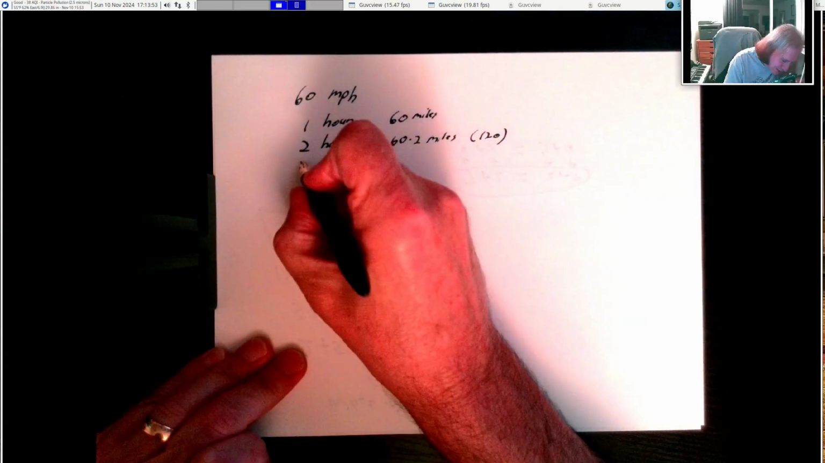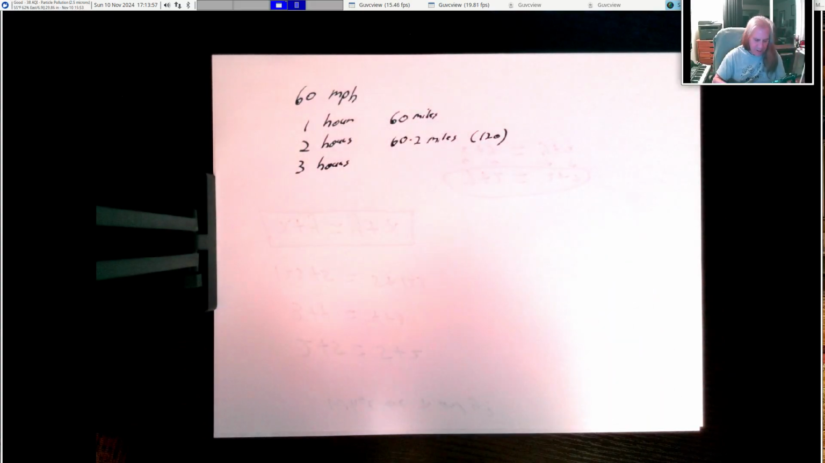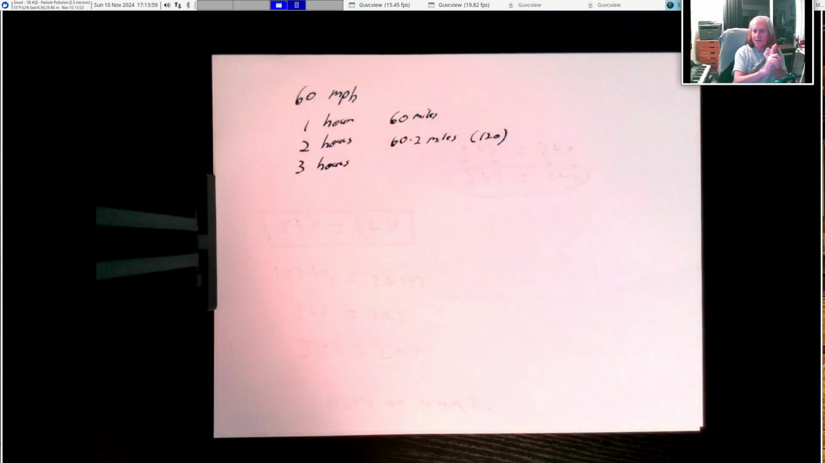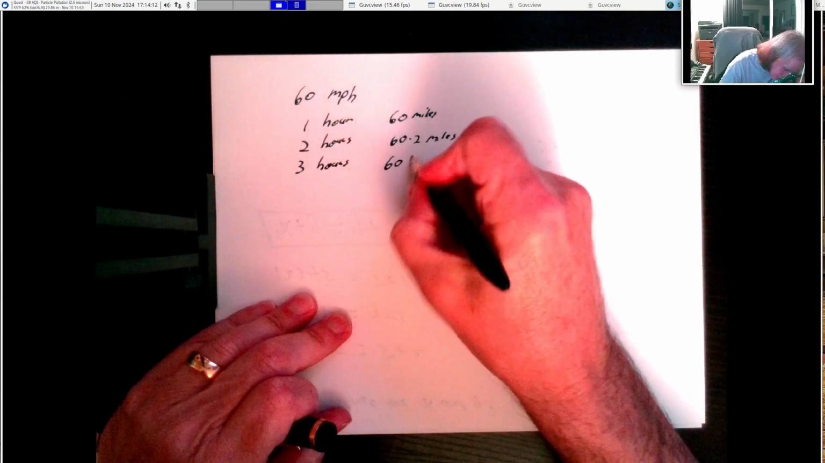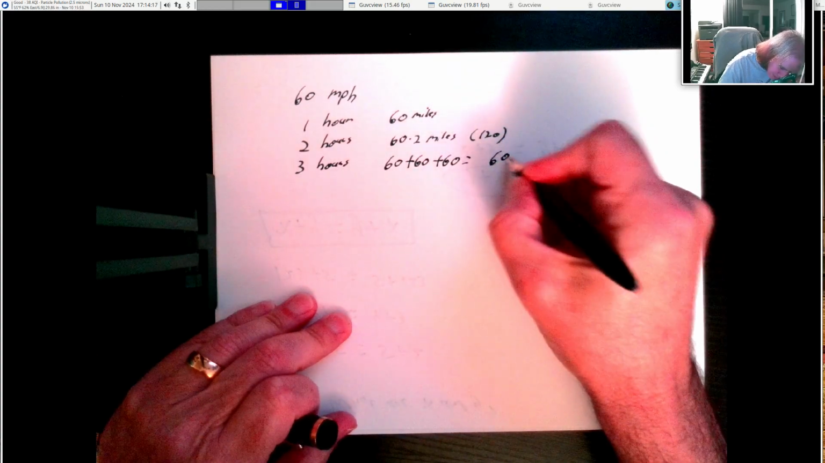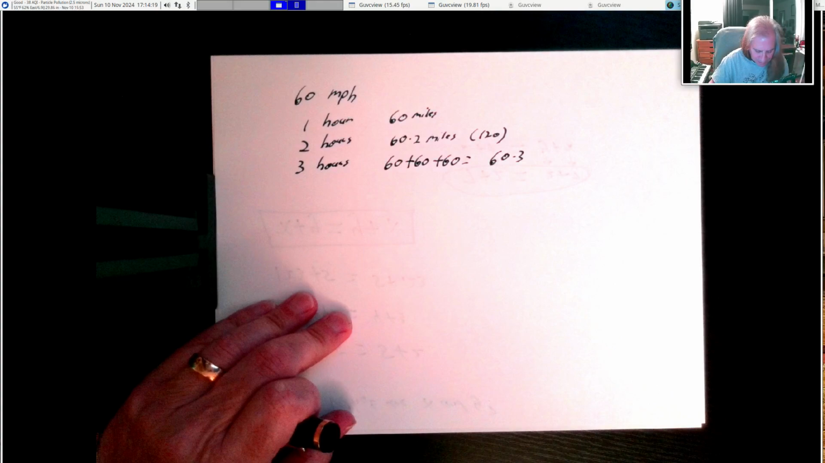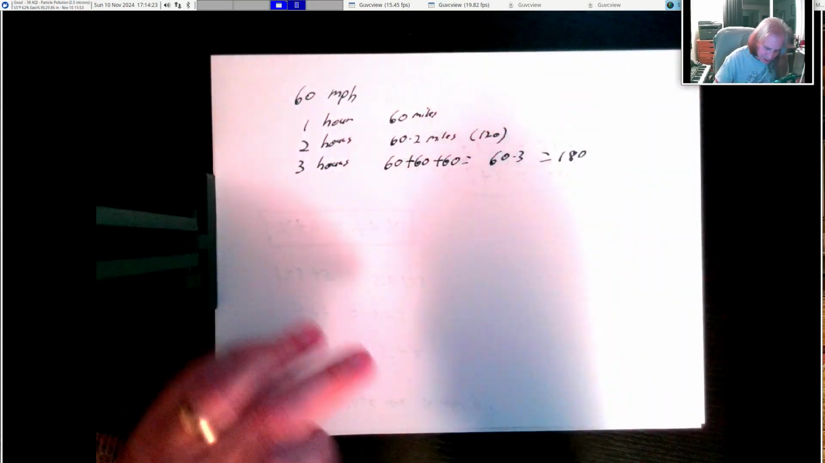And if you were to drive for 3 hours, how far are you going to go? Well, you're going to go 60 miles in the first hour, and then the second hour you'll go another 60, and the third hour you'll go another 60. In other words, you're going to travel 60 plus 60 plus 60, which, as we saw, we can write as 60 times 3, which is 180 miles.